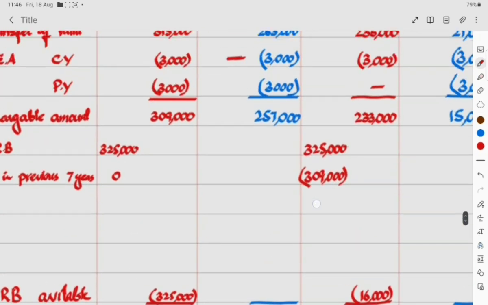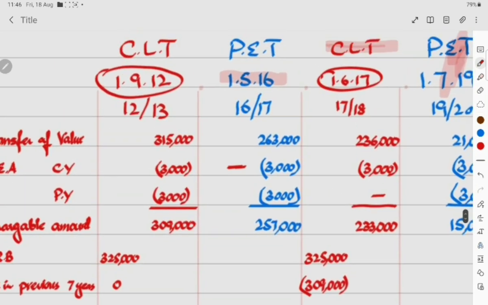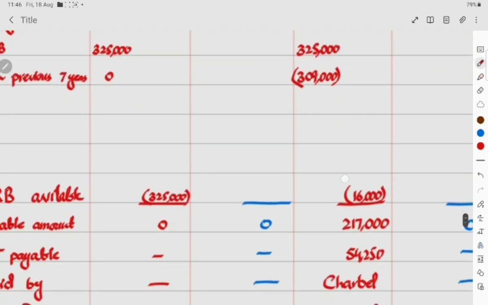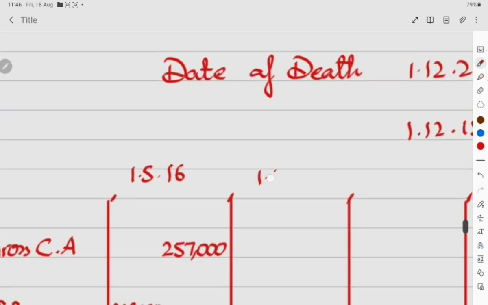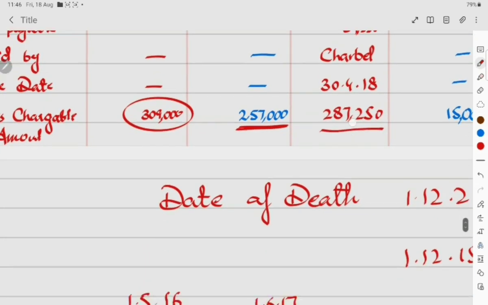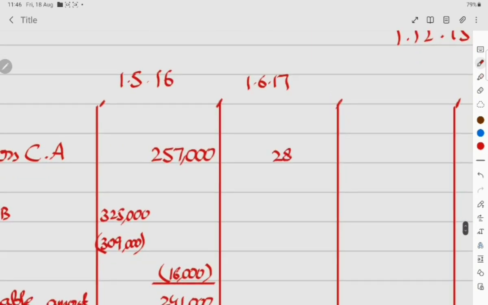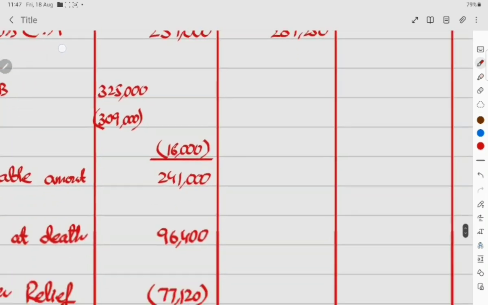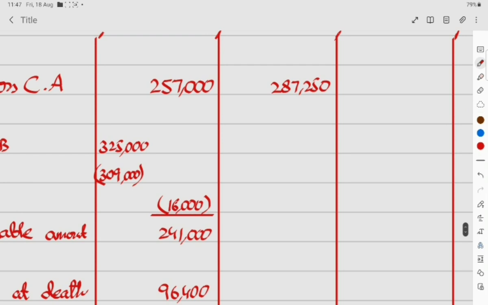Next we have a chargeable lifetime transfer on 1st June 17. The gross chargeable amount of this gift is 2,87,250. Now we have to consider what nil rate band is available. So again we have to consider, in the previous 7 years, how much nil rate band has been utilized.